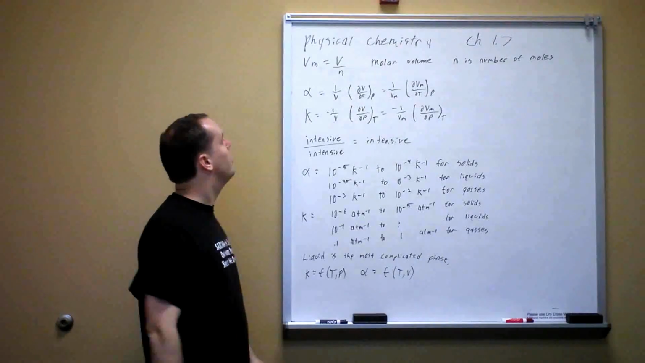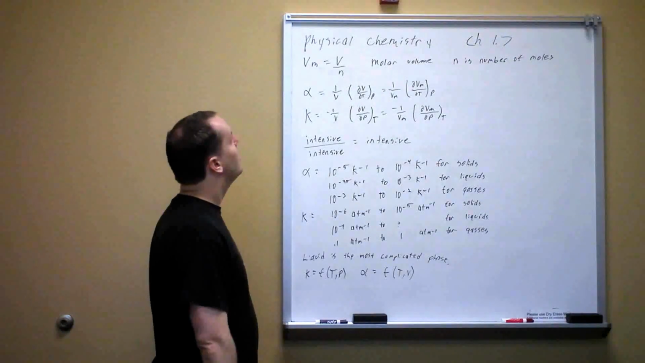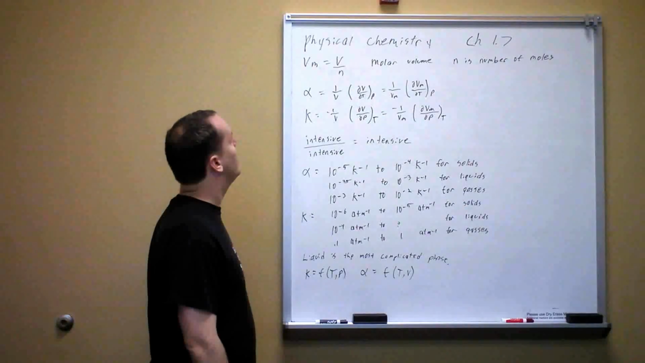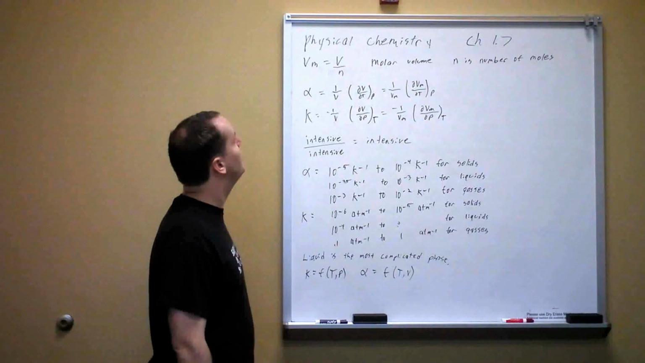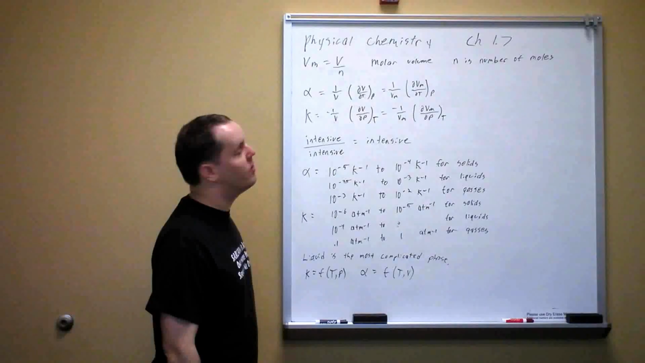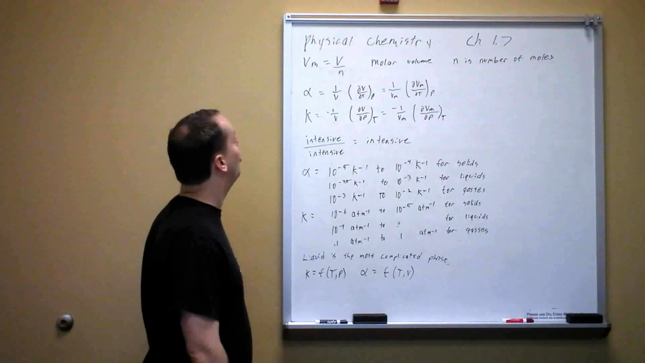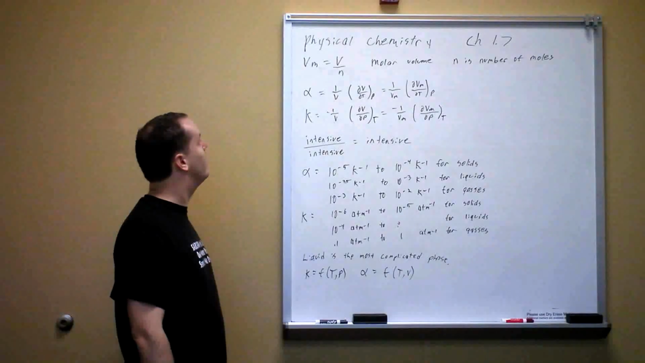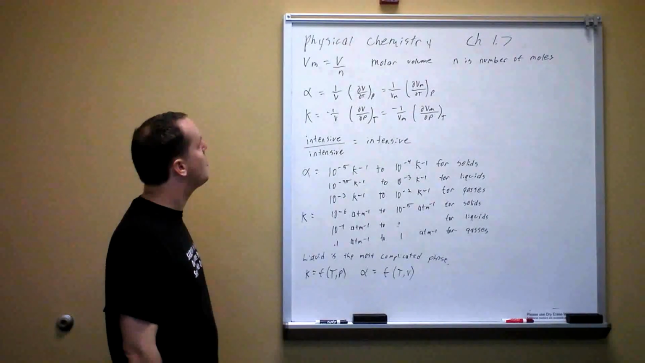Continuing on chapter 1.7 of physical chemistry, we're going to define molar volume as V over n. So remember, capital V is volume, lowercase n is the number of molecules measured in moles, and then, like I said, capital V subscript lowercase m is molar volume.